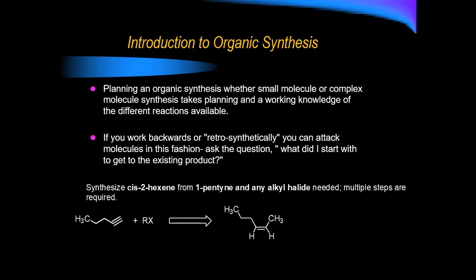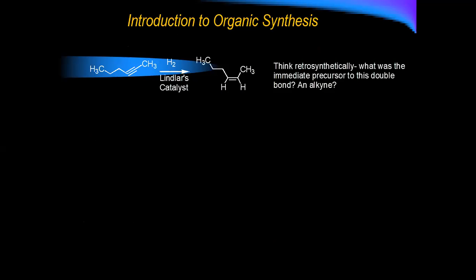So I'm going to give you a simple example. Let's say we have this product where we have 2-hexene, and then we want to work backwards and figure out how we can make 2-hexene from 1-pentyne. And so there's a way to do that. The way you think in terms of retrosynthesis is you always ask, what is the immediate precursor?